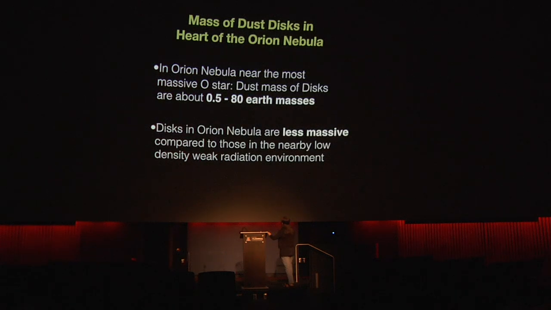If they want to form Jupiter, it should have already formed within a million years. So disks in Orion Nebula are less massive compared to those in nearby low-density, weak radiation environment like Taurus, for instance. So they're less massive. Size-wise, they're small too. And if Jupiter formed in these disks, they must have formed already. And they are 1 million years old.